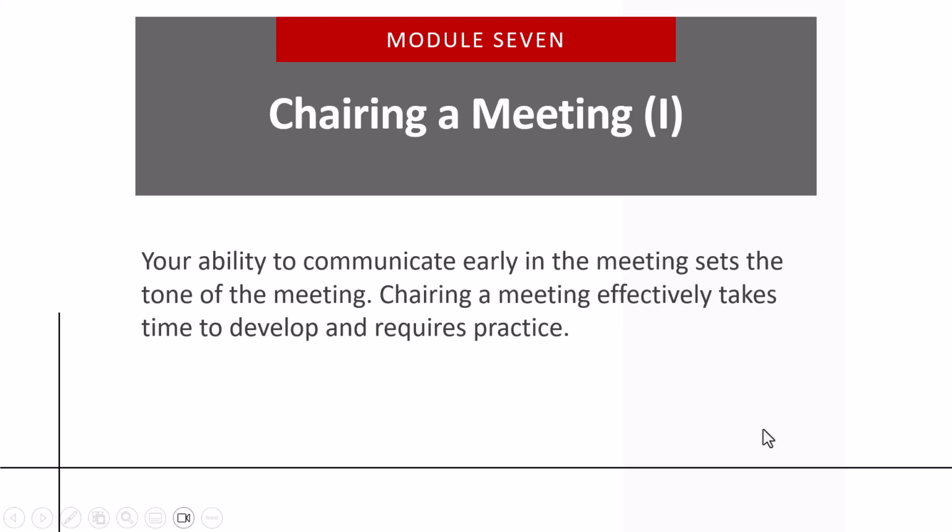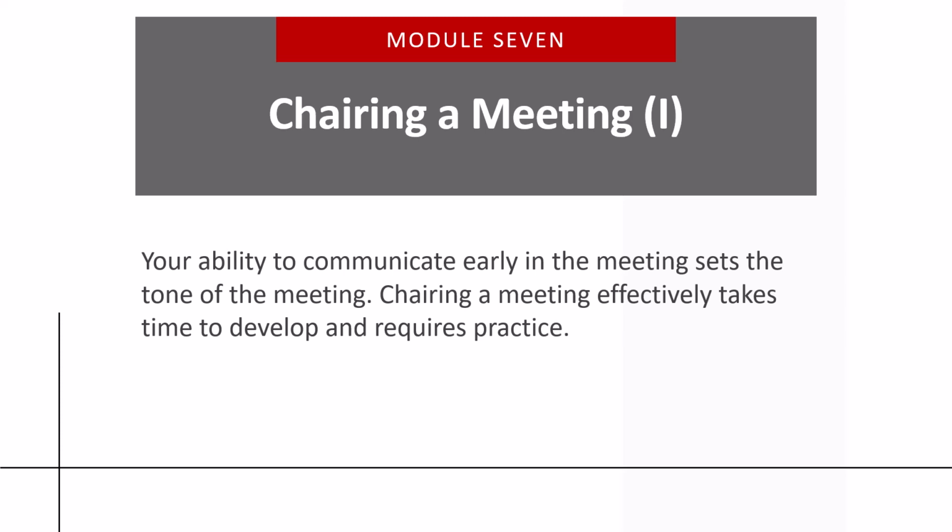Module 7, Chairing a Meeting, Part 1. Chairing the meeting is a leadership role. You must be ready and able to stand up and kick off the meeting without sounding nervous or uncomfortable. Your ability to communicate early in the meeting sets the tone of the meeting. Chairing a meeting effectively takes time to develop and requires practice.